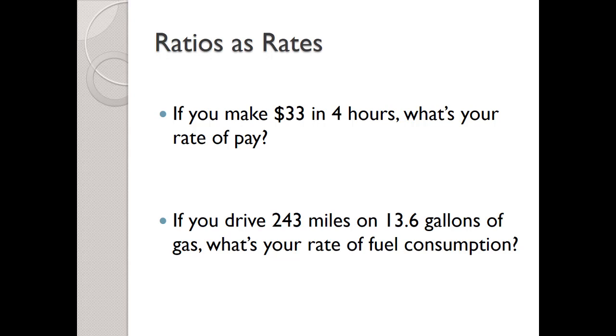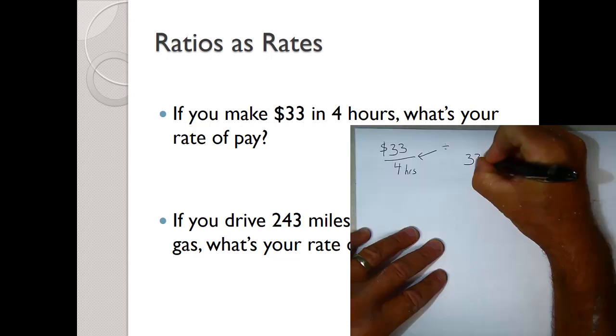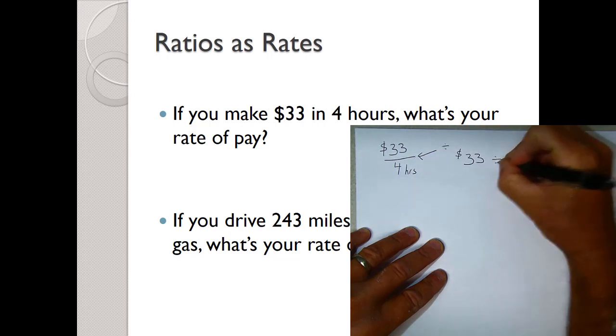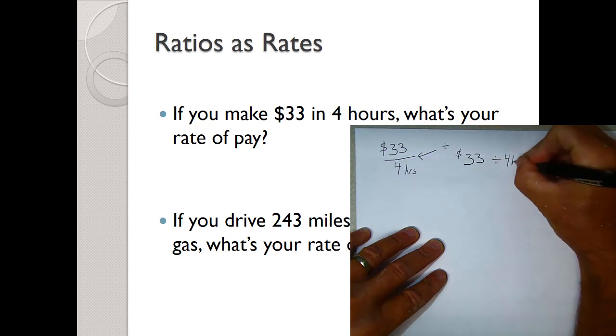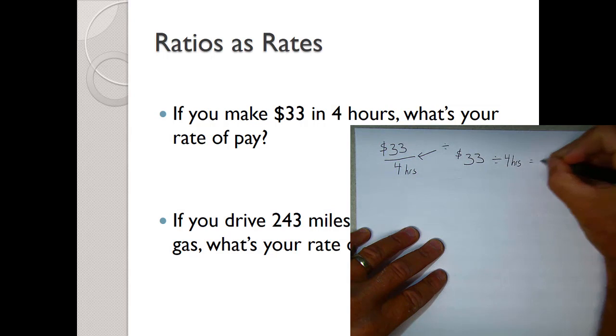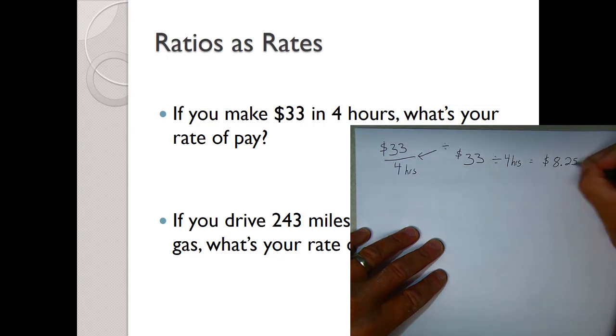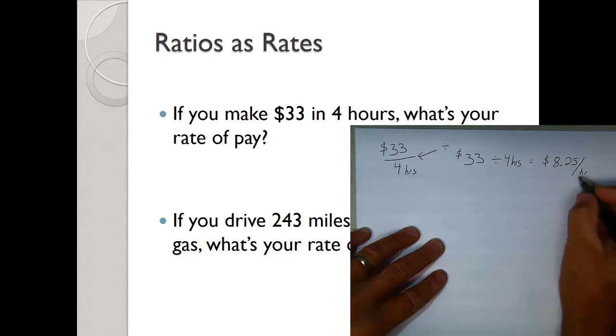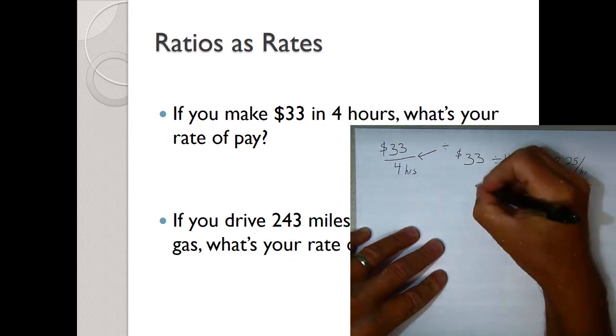Of course, you know what you would do is you would just divide that out. You would treat that fraction bar as a division sign. And so if we take $33 and just divide it by 4 hours, we end up with $8.25 per hour. That's also a ratio, but we call that a rate.